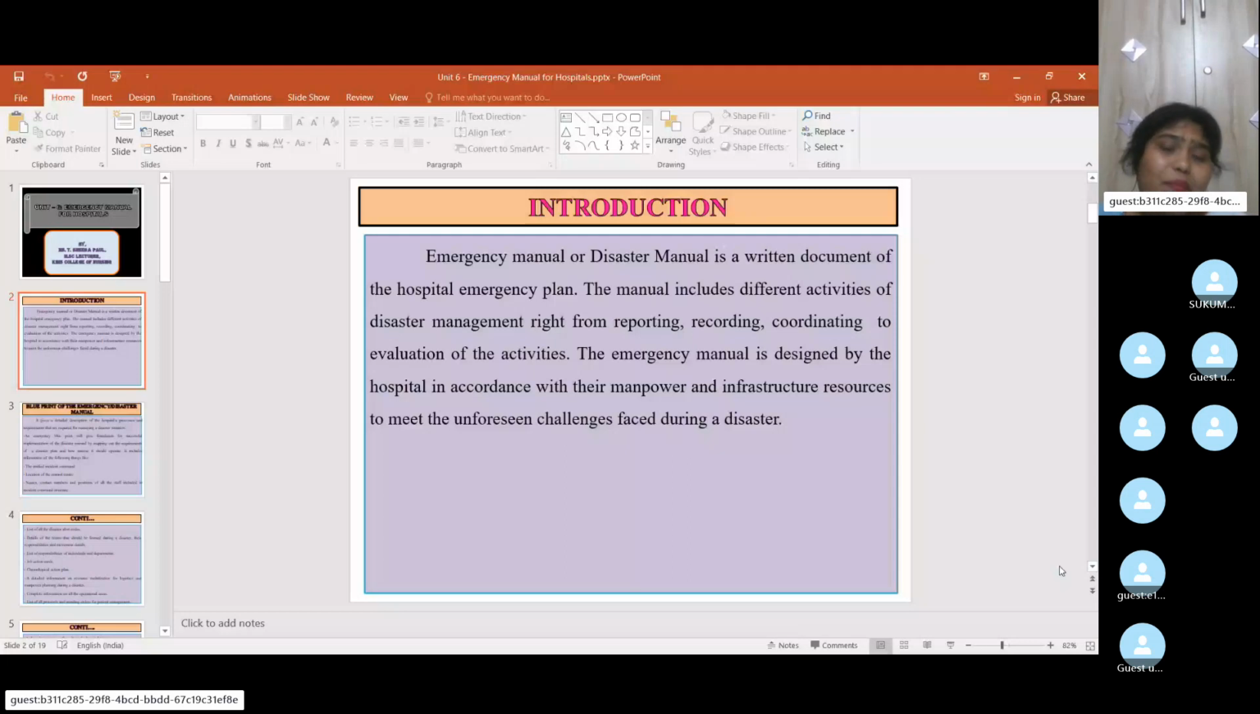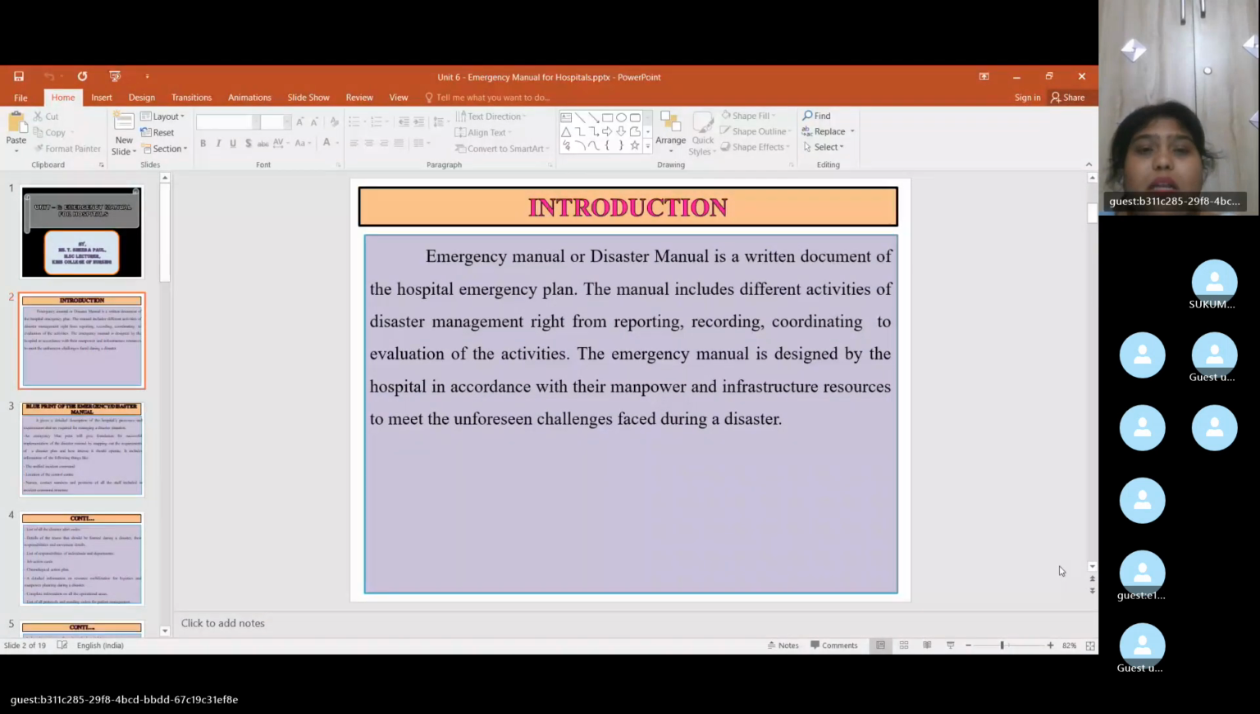So completely, an emergency manual helps in prediction, and it also helps in forecasting what to be done whenever a disaster happens. It has a clear description about how things will fall in place, how the recording process and the reporting process should be done, and how the whole medical fraternity comes together and collaborates in performing the activities during a disaster.